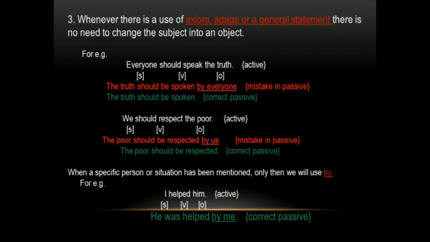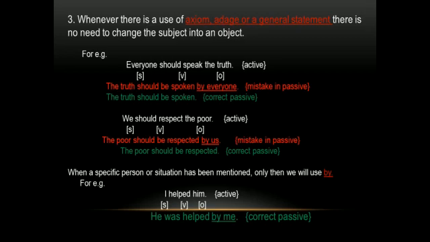Now, this is something which you have to understand, children. Whenever there is a use of an axiom, adage, or a general statement, some general truth or saying, or proverbs, there is no need to change the subject into an object. For example, everyone should speak the truth, right? So when we change it into passive, usually what do we do? We bring the subject to the object side and the object to the subject side. So we write, the truth should be spoken by everyone, right?